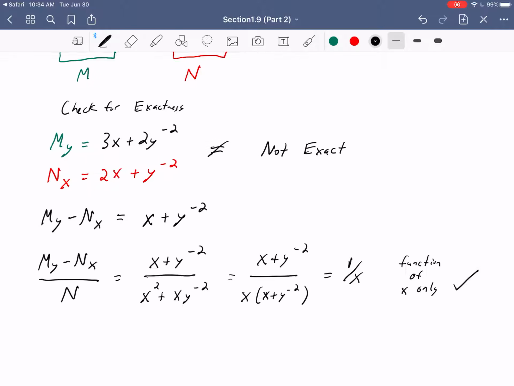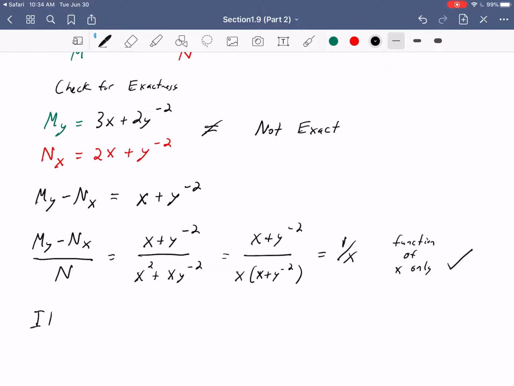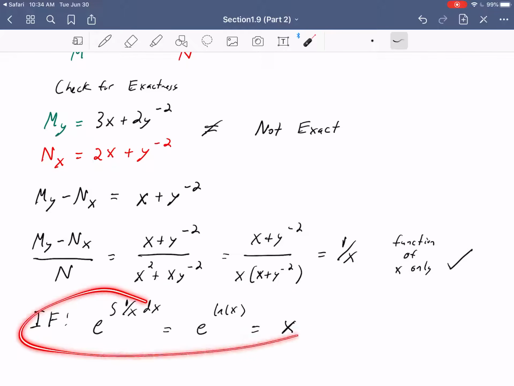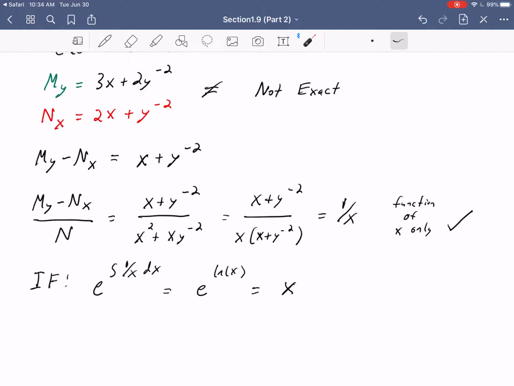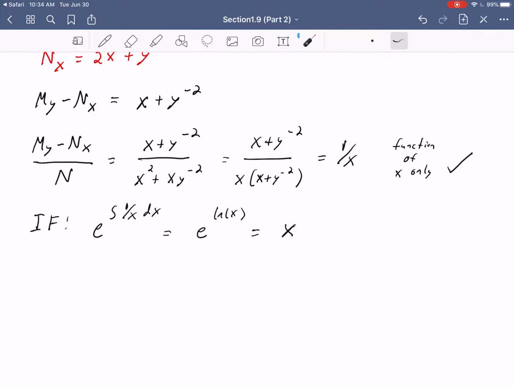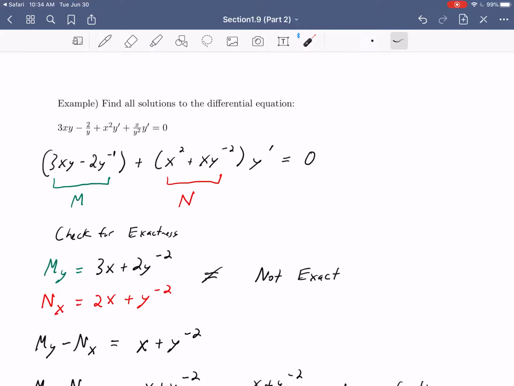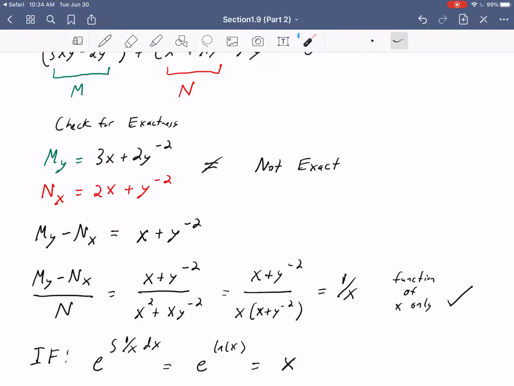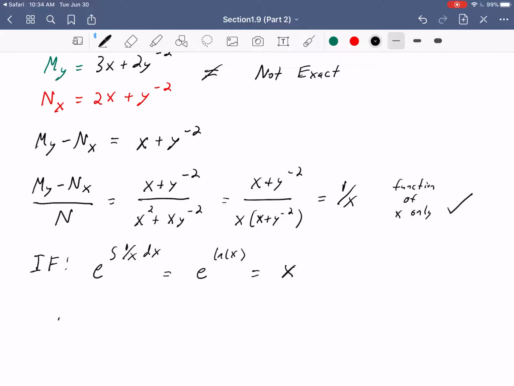Well, not quite. That means that the integrating factor is supposed to be of the form e to the integral 1 over x dx, which means that it's supposed to be e to the ln x, which we know simplifies to just x. So an integrating factor that will make this exact is a multiplication by x. So let's go ahead and do that. We're going to take our original differential equation and multiply by x.